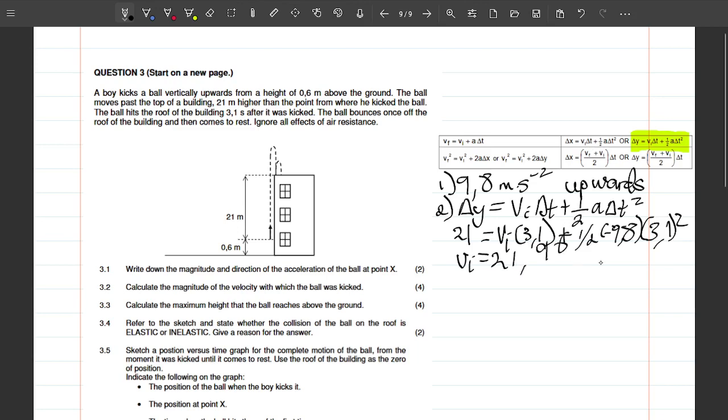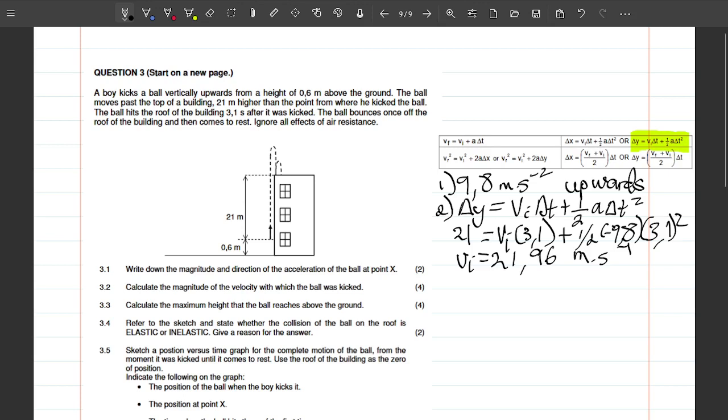21,96. Goodness gracious. 21,96, and this is meters per second velocity. Okay. Next question. Calculate the maximum height that the ball reaches above the ground.